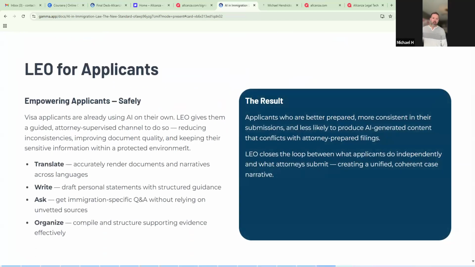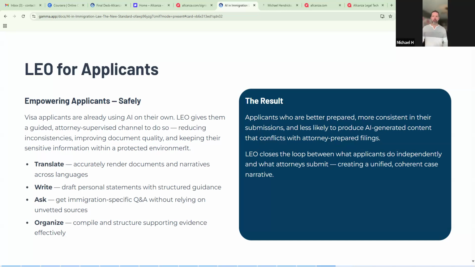So, Leo for applicants, this is where most of you come in. Empowering you safely. How many times have you tried to get a hold of your helper or your legal professional and it takes them days or weeks to get back to you, or you can't get a hold of them at all, or there's a vague email that comes out? This allows you to help know. So ask questions and get immigration-specific questions answered immediately, 24/7, 365. It doesn't matter if you're in India, in the Arab countries, in Europe, and your petitioners are in the US. The AI will be able to answer you.